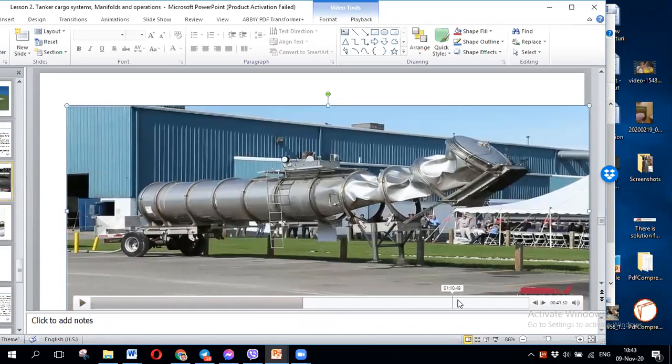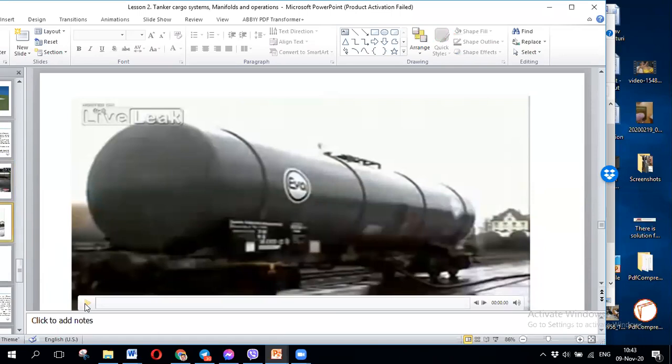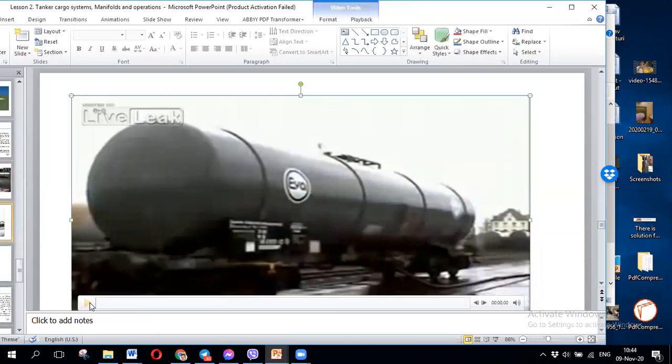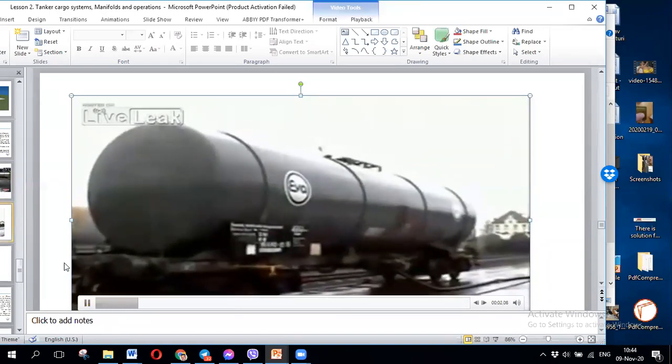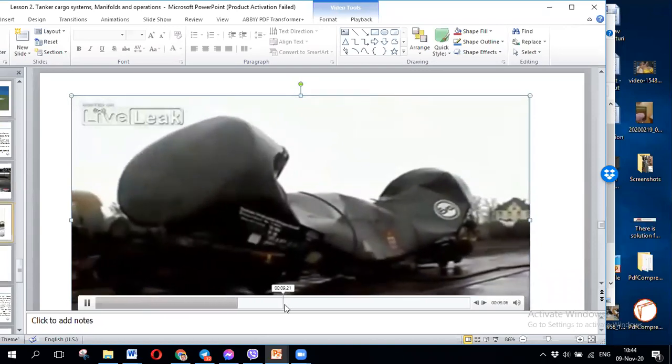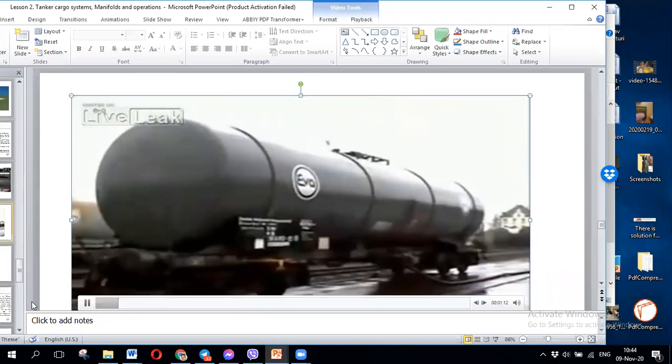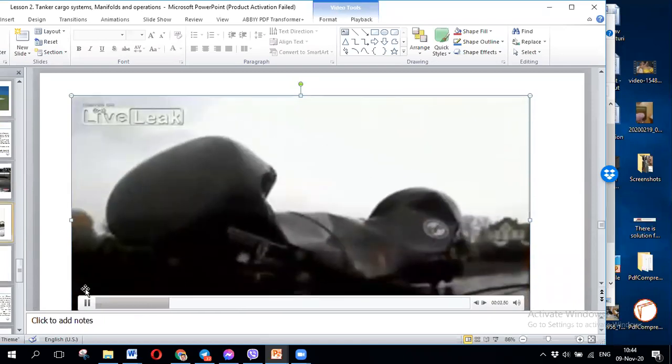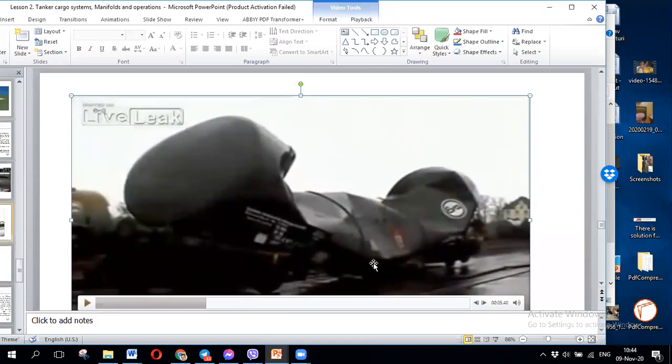Okay, maybe you can say, oh, that is only a road truck, and a road truck is not so powerful. But check another video with something more powerful, the railway track. That could happen with your vessel also.